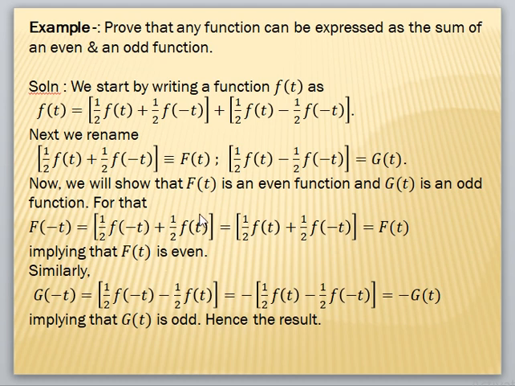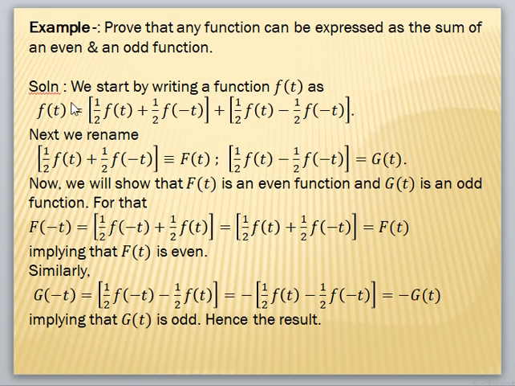Another important result can be considered as a problem also, that any function can be expressed as the sum of an even function and an odd function. যে কোনো ফাংশনকে আমরা একটা ইভেন ফাংশন আর একটা অড ফাংশনের সাম হিসেবে লিখতে পারি। তো সেটার জন্য আমরা যে কোনো একটা ফাংশন নিলাম f(t), এবং f(t)টাকে আমরা দুটো পার্টে ভাঙিয়ে লিখলাম, half of f(t) plus half of f(-t) plus half of f(t) minus half of f(-t).